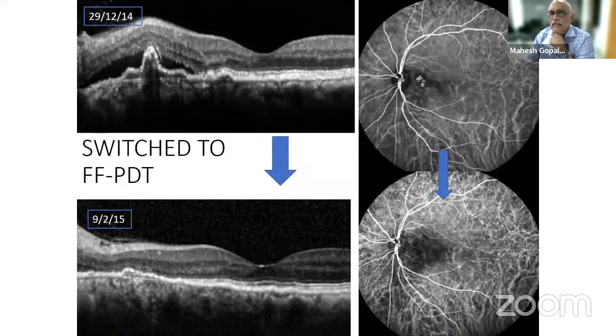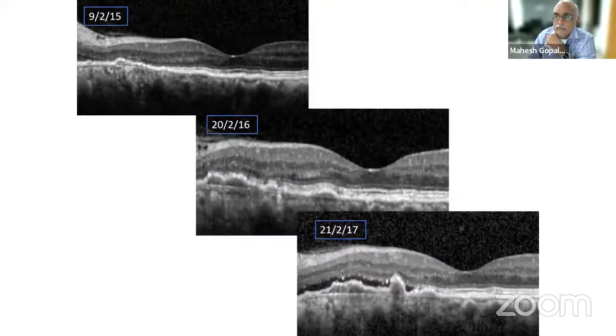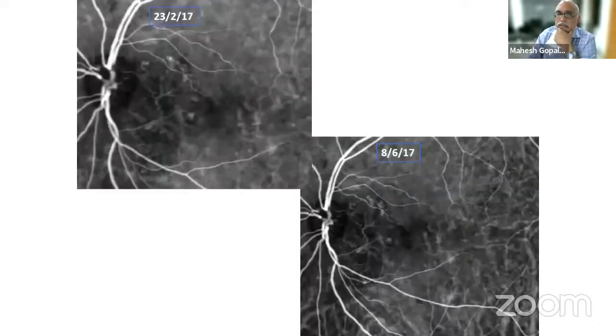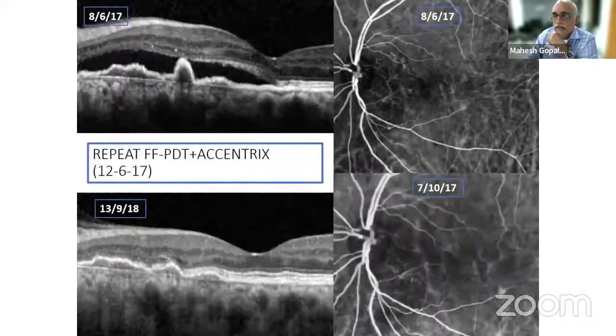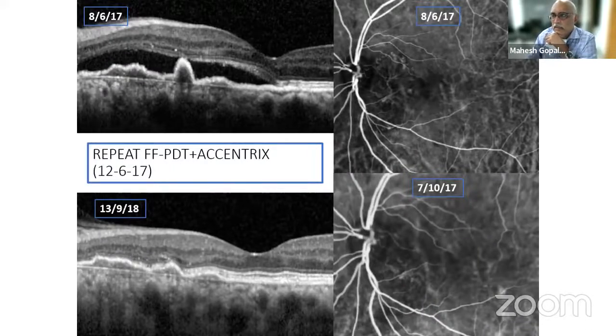And then after doing the PDT, you can see on ICG the complete disappearance of the cluster of polyp. But after 2 years, it started recurring. The branching vascular network is again active, and the tip areas are coming up and activating into new polyp. So repeat photodynamic therapy was done, and after that, you can see again that the bunch of polyp has disappeared.